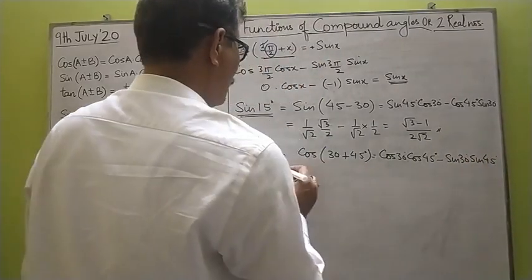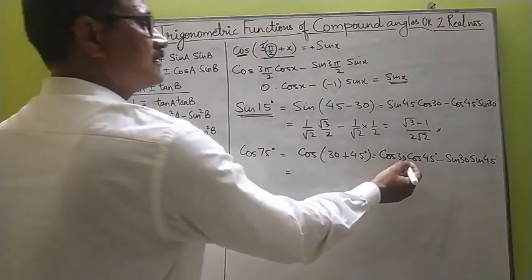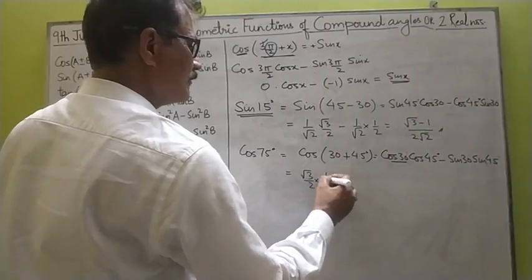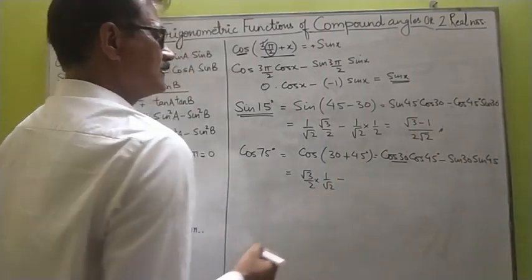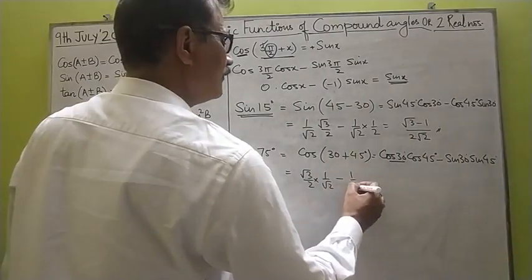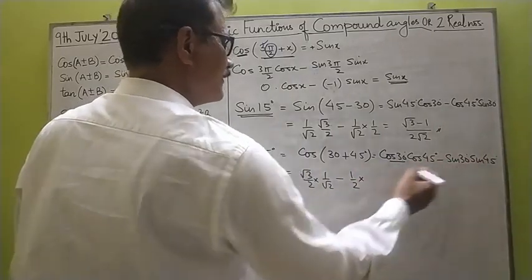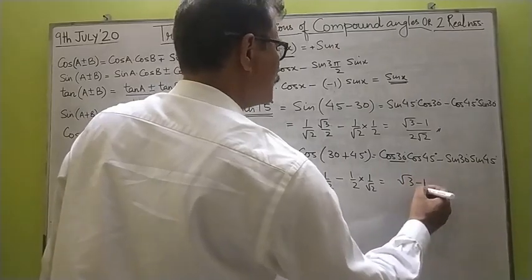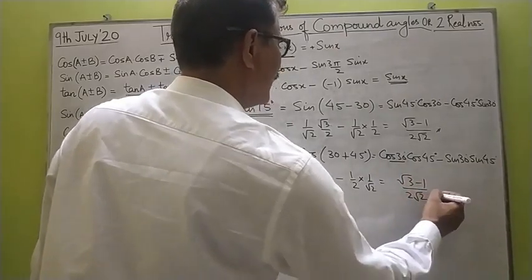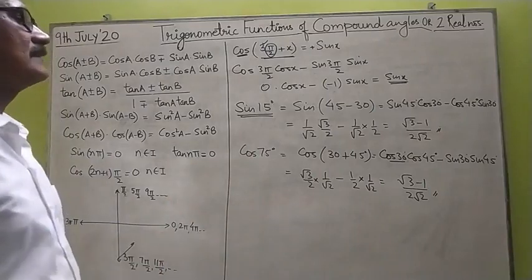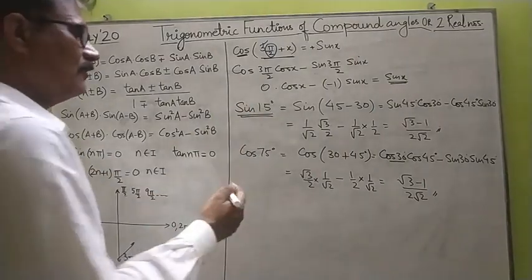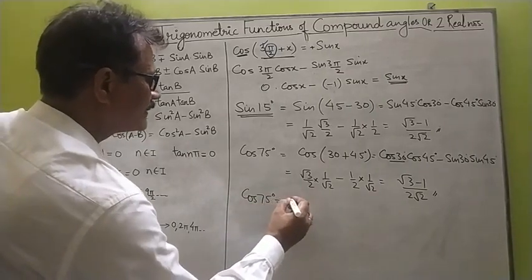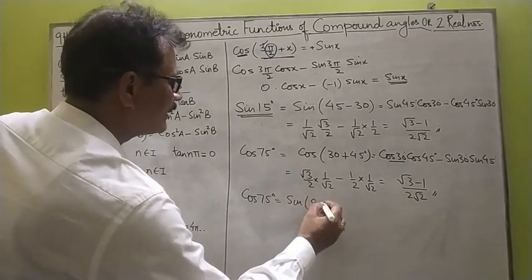Now, cos 30 is root 3 by 2 into cos 45, which is 1 by root 2, minus sin 30, which is half, and sin 45 is 1 by root 2. So what do we get here? We get root 3 minus 1 upon 2 root 2. The value of cos 75 is the same as sin 15. How? You already know that cos 75 can be written as sine of 90 minus 15.